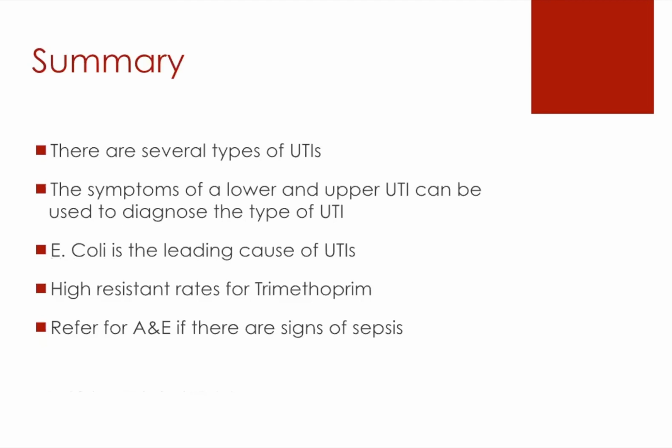So to summarize, we know that there's several types of UTIs. The symptoms of lower UTIs and upper UTIs can be used to help diagnose, but not necessarily diagnose, as it distinguishes between the two. And then if it's symptoms of upper UTI, you want to be looking at microbiology, culture, and sensitivity testing. E. coli is the leading organism causing UTIs. High resistance rates of Trimethoprim have forced us to stop using that as a first line in many circumstances.